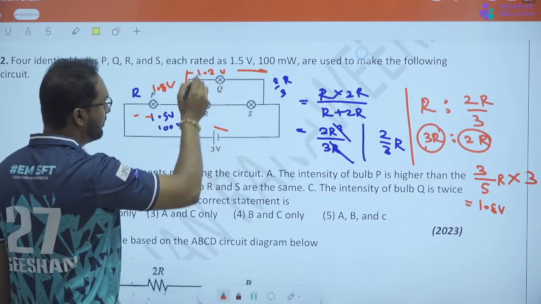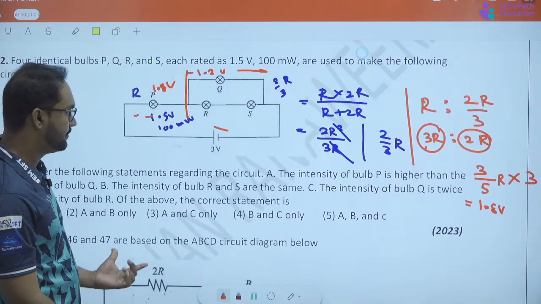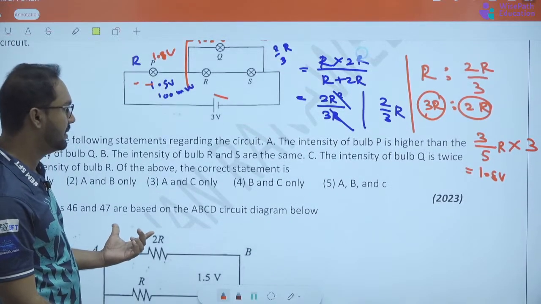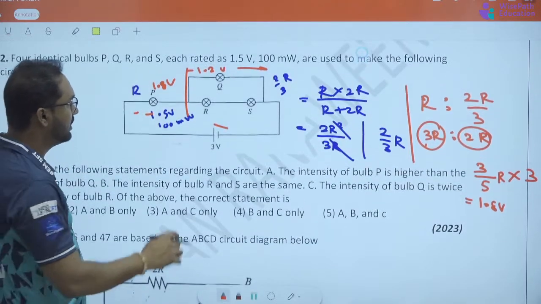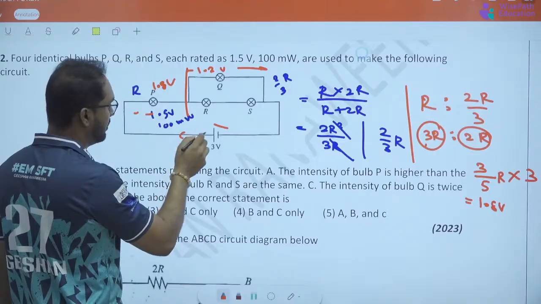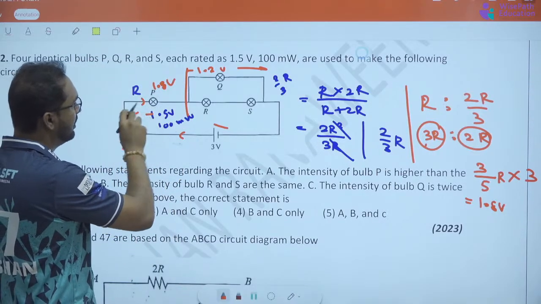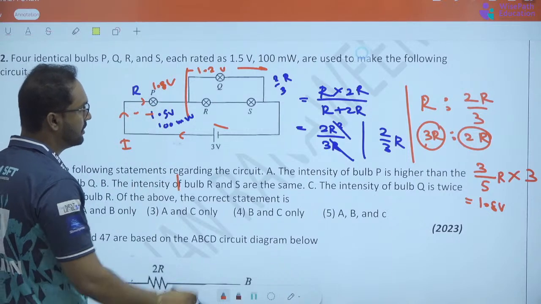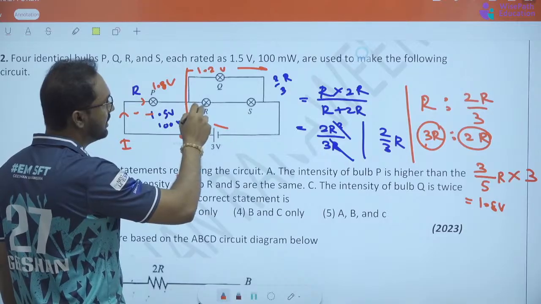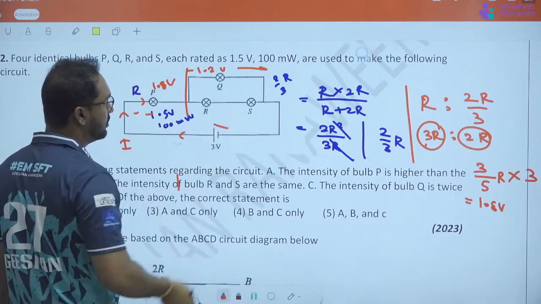This is the total part, the parallel part, right? The current coming out will be a common value, let's say I. So I is coming here, and the I is totally going through this, but the I divides into 2 in this part.